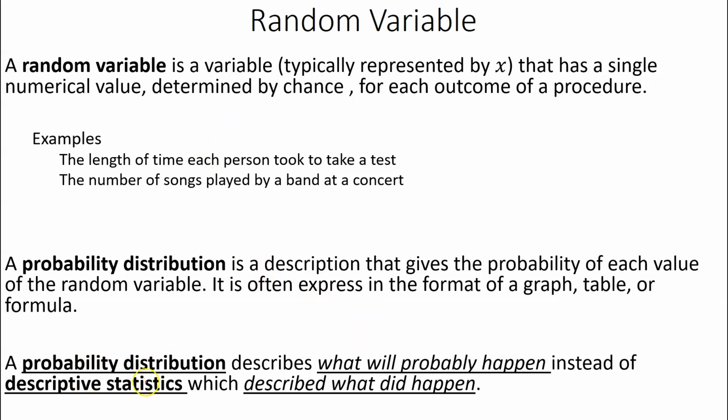Instead of descriptive statistics, which described what did happen. When we did descriptive statistics earlier, we were always looking into the past. This is what we saw. This is what we measured. With probability distributions, the graphs might look exactly the same. The difference is we generated them with probabilistic models instead of data that had already been accumulated.